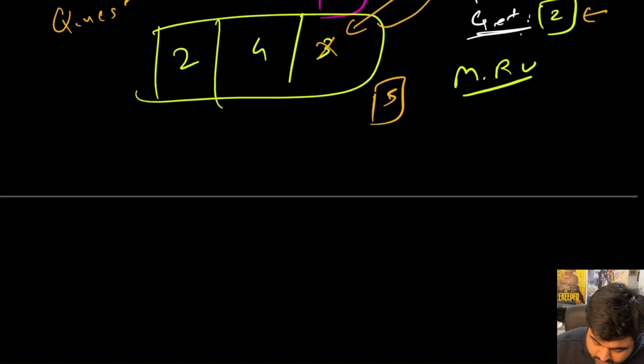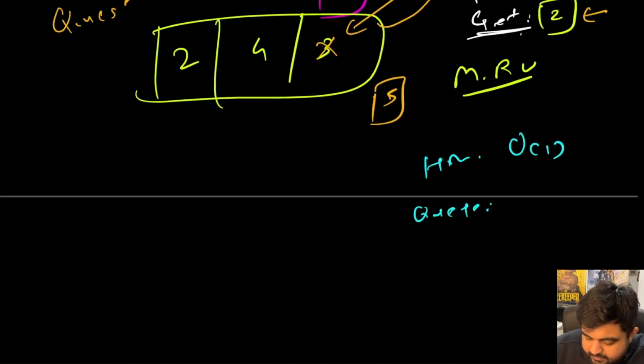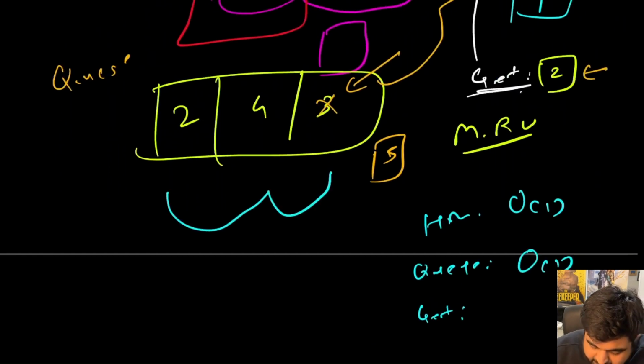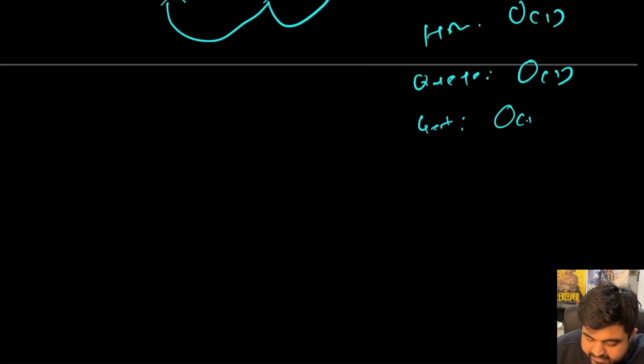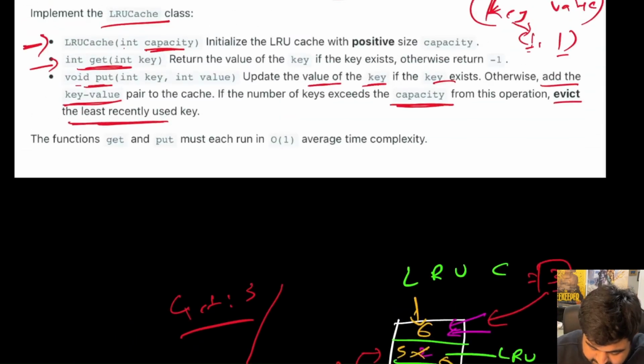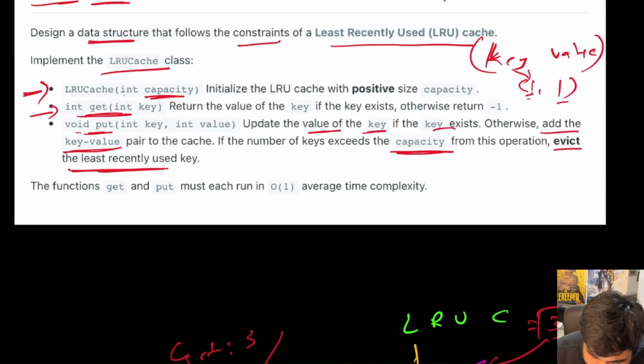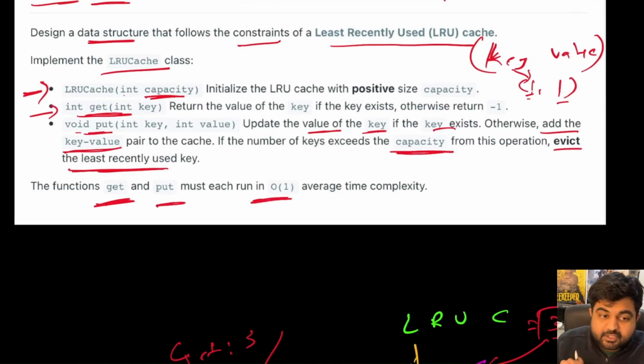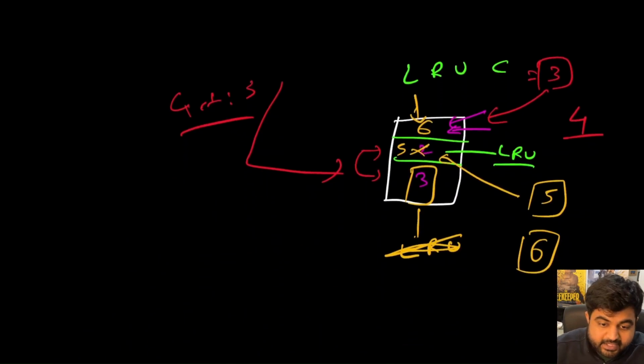Why? Because HashMap is going to run in big O of 1 time. No issues with that. Queue, typically it is going to run in big O of 1 time because we are simply popping elements out from behind the scenes. But when we have to do the get operation, we need to iterate over the entire queue in order to find the position of that element. And that operation takes big O of n time. And if we see the problem statement, we are very explicitly being told that the functions get and put must run on an average in big O of 1 time complexity. So we need to take care of that scenario.